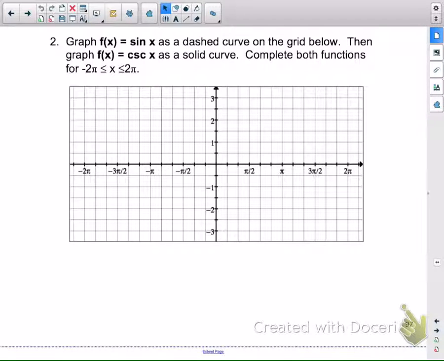So, if I'm using that chart, which I have to erase to get down here, where did we have asymptotes? 0, pi, and 2 pi. So I start with my asymptotes: 0, pi, 2 pi. If they're at 0, pi, and 2 pi, where else are they going to be? Negative pi and negative 2 pi.